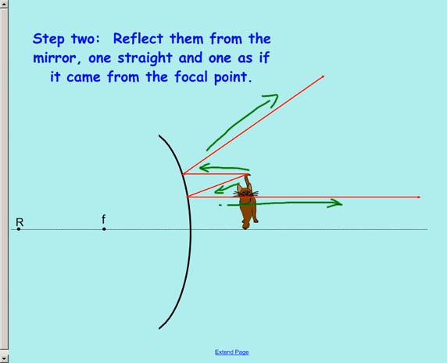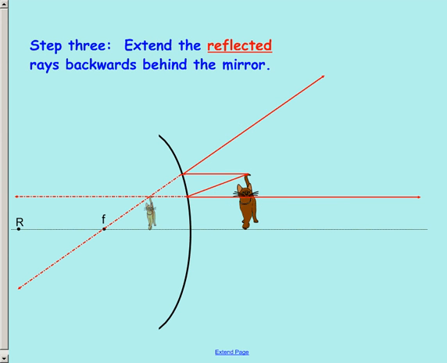Okay? Once you've done that, step three is very important. Draw or extend the reflected rays back behind the mirror. Not the ones that hit the mirror to begin with, but the reflected ones. Draw reflected rays backwards until they meet. Once they meet, boom, that's where the tip of the cat is.